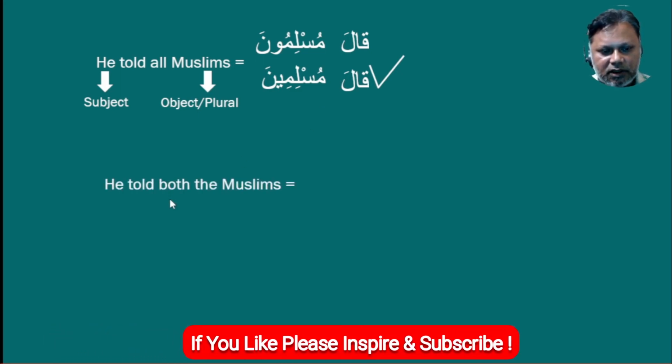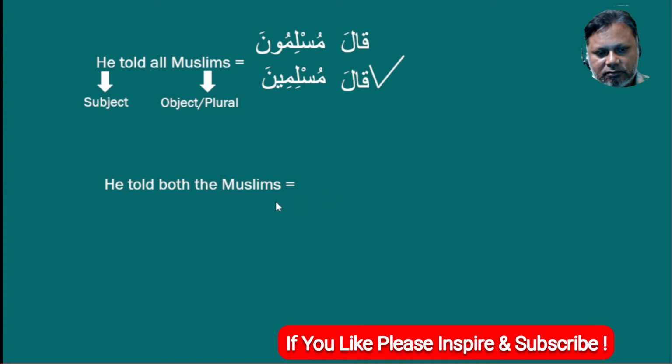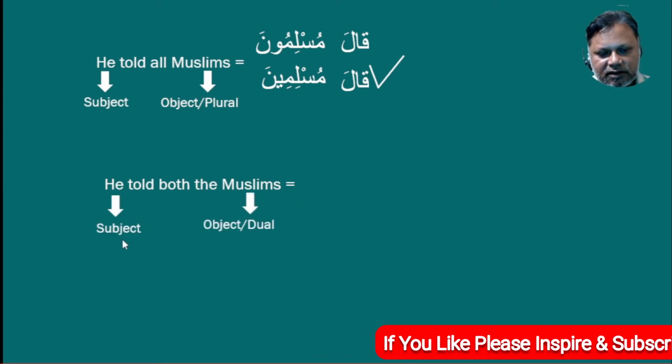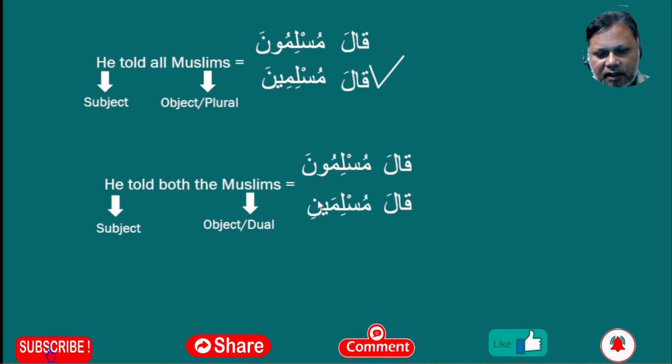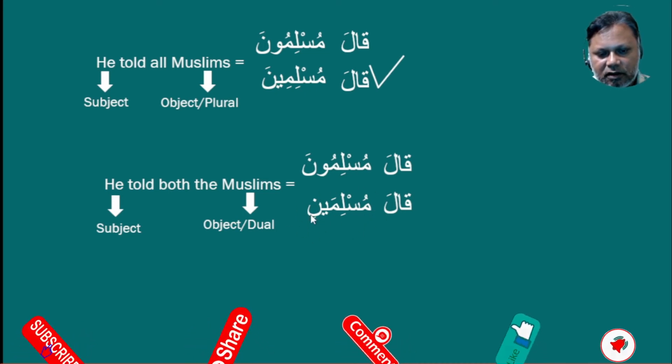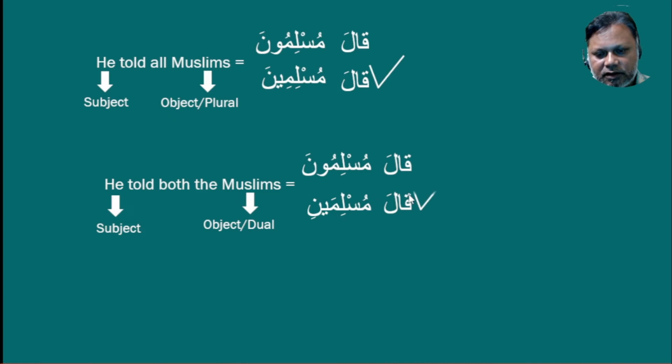Now if you want to say "he told both the Muslims," then again the "he" is the subject and "both the Muslims" is the dual object. So our sentence will be Qala Muslimuna or Qala Muslimain. This is the object dual, so Muslimain will be the correct one.